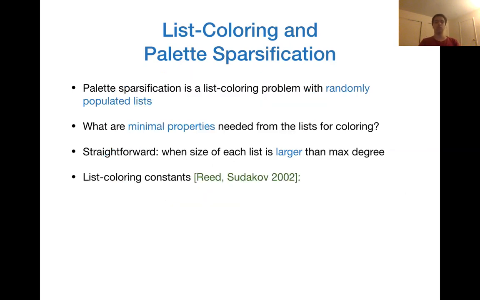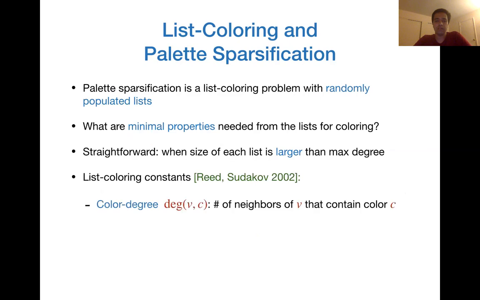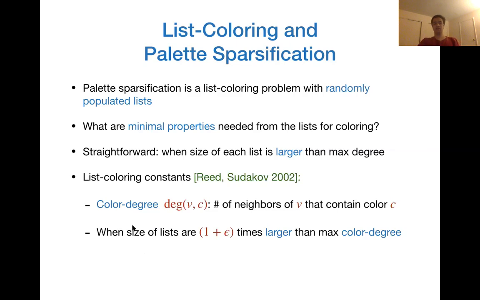So now let's look at some other, stronger properties. And this brings us to this very nice work on list coloring. Let's define the color degree of a vertex-color pair to be the number of neighbors of the vertex that contain this color c. So instead of working with the actual number of neighbors, let's just focus on the particular neighbors of v that contain this color c. And there's this nice result by Reed and Sudakov that proves that if the size of each list is only 1 plus epsilon times larger than the maximum color degree, as opposed to the maximum degree, then the graph is colorable from the lists. This is a much stronger result than the straightforward coloring property above.